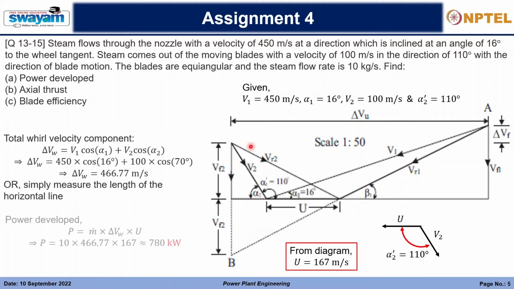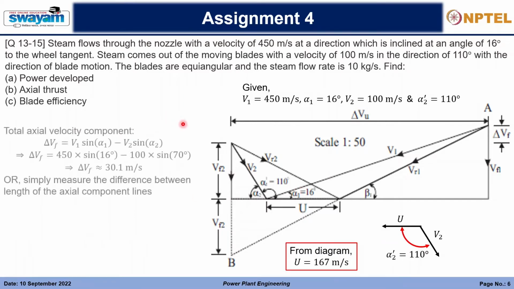So from this we have calculated the power developed, which is mass flow rate into this whirl component into the blade velocity. So that is equal to 780 kilowatt. So we require the blade velocity out here. That is why we have drawn this whole diagram.